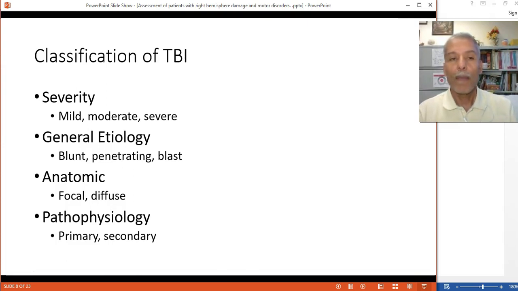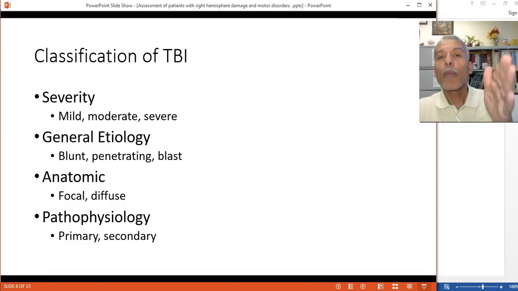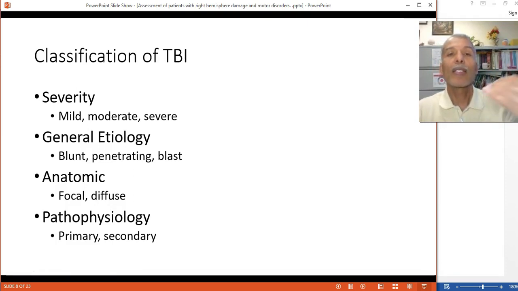TBI, there are many different classifications. They are all complementary, but different ways of classifying TBI. And all of them are important, all of them are necessary. One doesn't make up for the other. So first we classify TBI based on the severity. The Glasgow Coma Scale is a world recognized instrument for evaluating the severity.